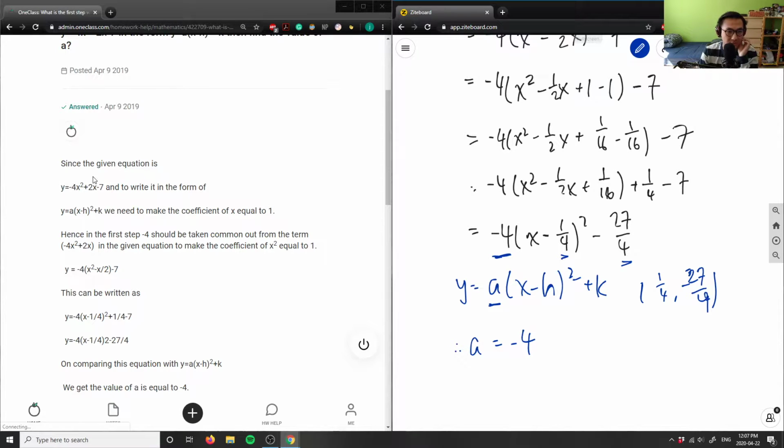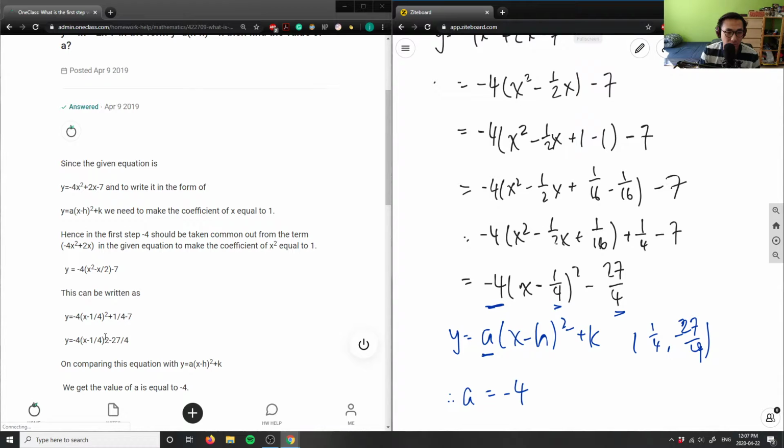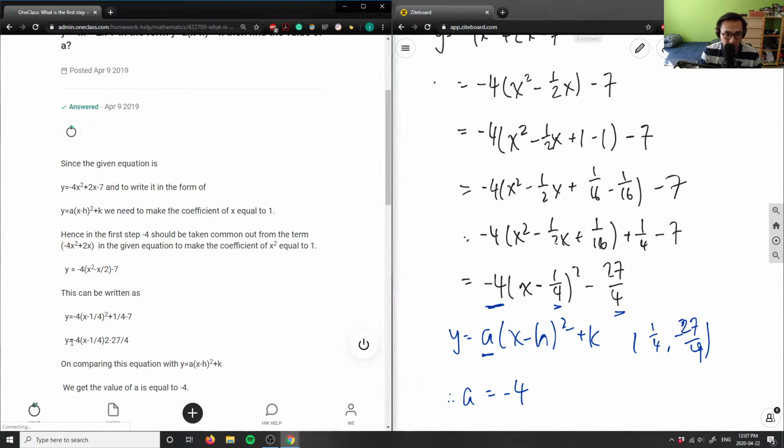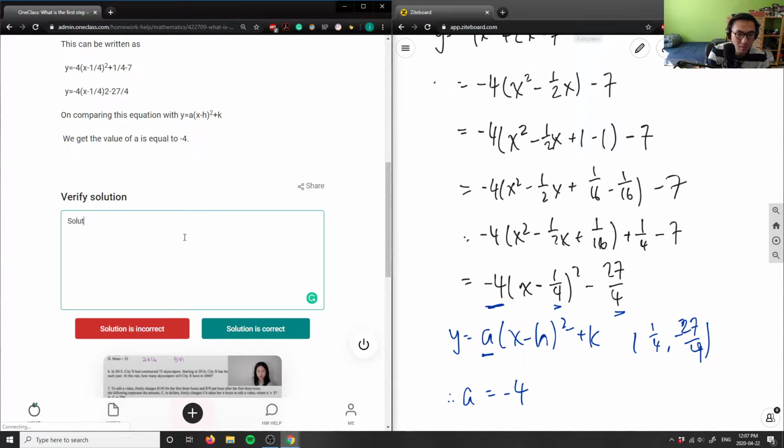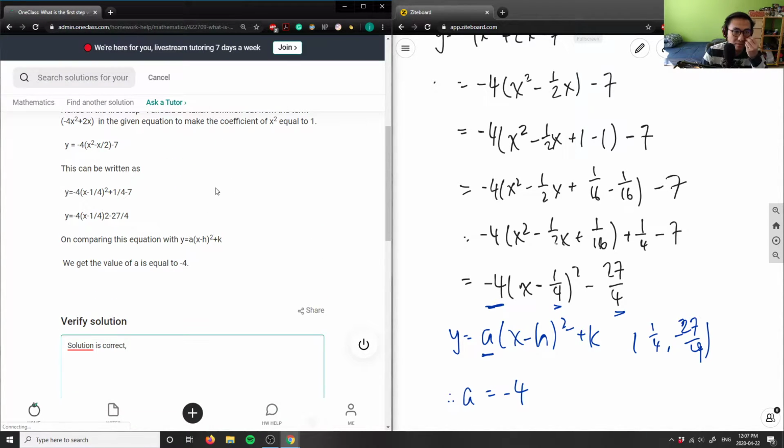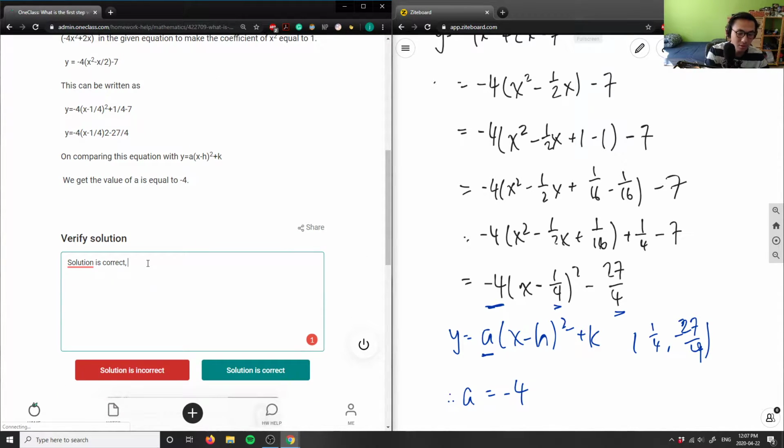So let me see what they wrote here. Since the given equation is 4x squared plus 2x minus 7, that's good. So we take out negative 4 like we did from the first step. So we have x squared minus x over 2. That's good, so that's what we did. That was our first step here. And then what they did was they completed the square, I believe, and they would have gotten minus 1/4 here squared plus 1/4 minus 7. That's what we did here, and they simplified to this, which is exactly the same thing as I got. So therefore our value of a is negative 4. So this solution here is correct. But they didn't write down how to complete the square, so steps are missing in order to complete the square. Let me say the solution is correct though.